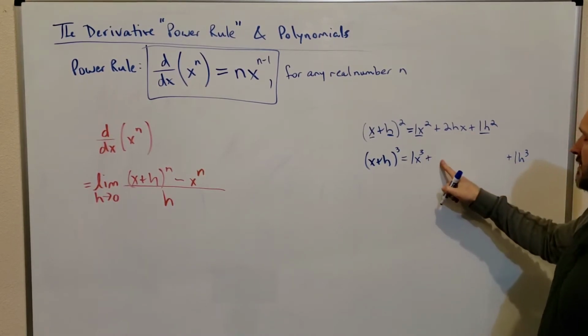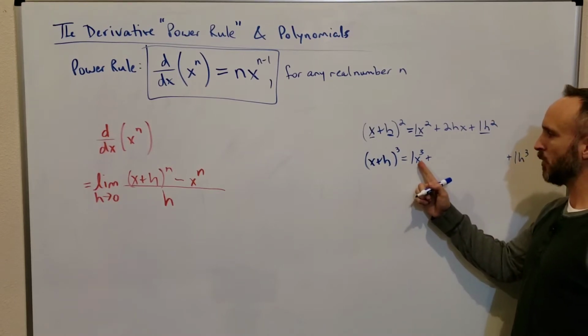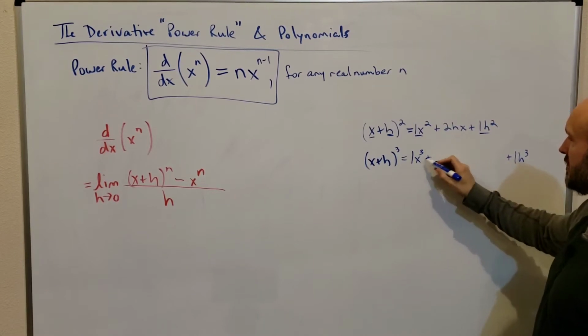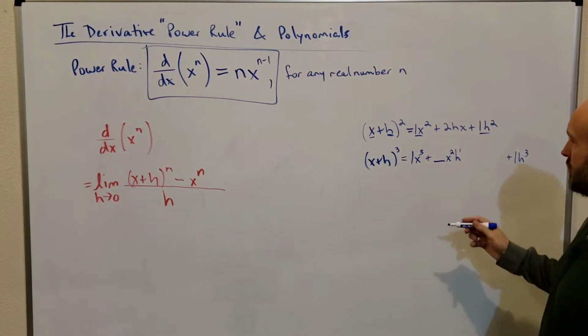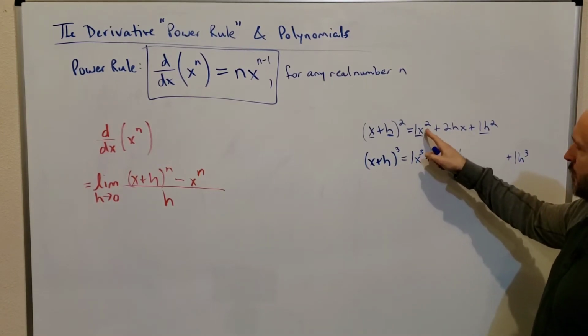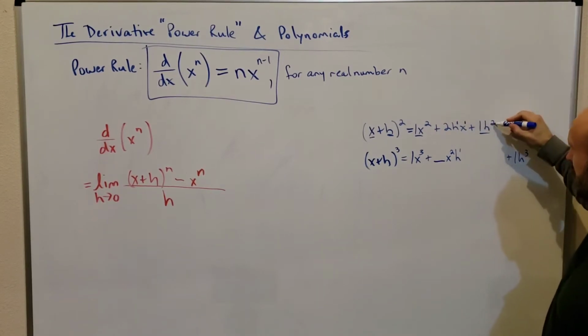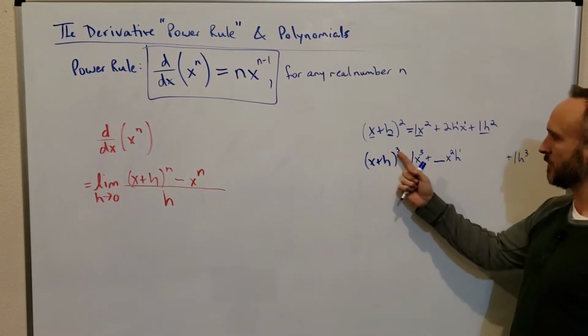Well, my second term here, the x power is going to be 1 less than it was. I'm going to leave a space here for my coefficient. It's going to be x squared, and the h is going to be h to the first. So every term up here has a degree of 2. Here I've got x squared, here I've got h to the first, x to the first, that's a degree of 2, and here I've got h squared, that's a degree of 2. In this case, every term is going to have a degree of 3.